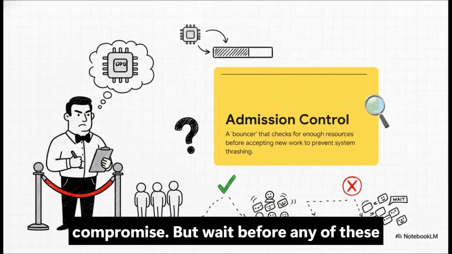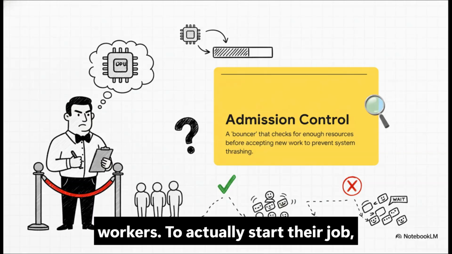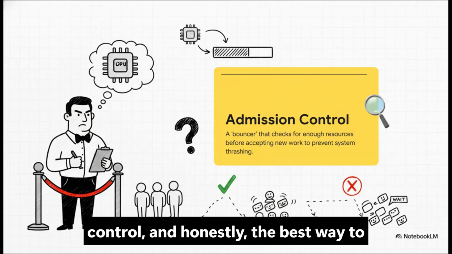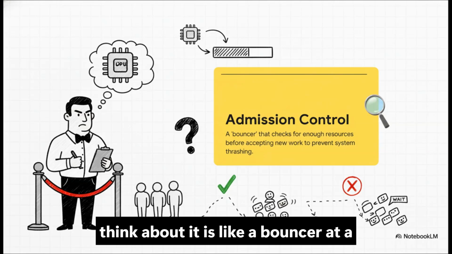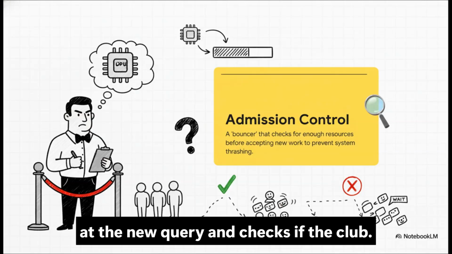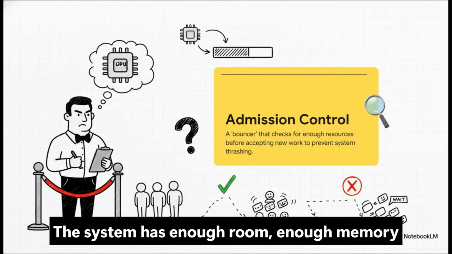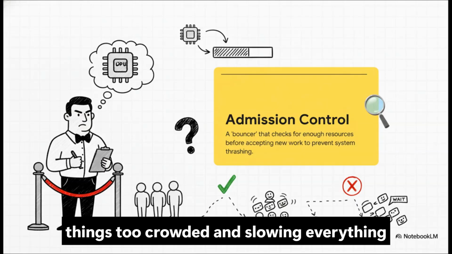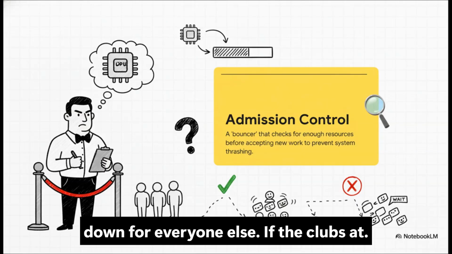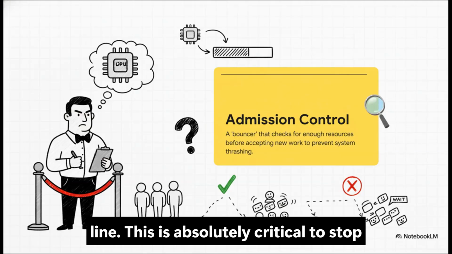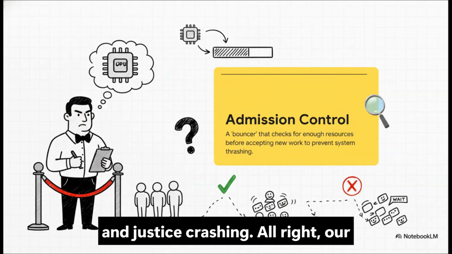But wait, before any of these workers can actually start their job, there's one last, very important checkpoint. It's called admission control. And honestly, the best way to think about it is like a bouncer at a really popular nightclub. It takes a look at the new query and checks if the club, the system, has enough room, enough memory, and CPU power to let it in without making things too crowded and slowing everything down for everyone else. If the club's at capacity, sorry, the query has to wait in line. This is absolutely critical to stop the whole system from getting overwhelmed and just crashing.